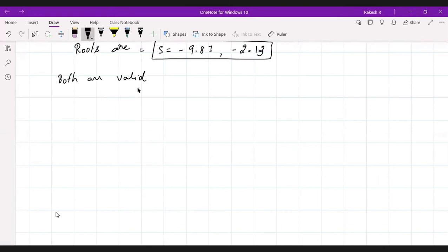Why am I saying this is valid? Because both the roots which are there are present on the root locus. Root locus exists in those 2 points. So both are valid here. Right. This is step number 6.